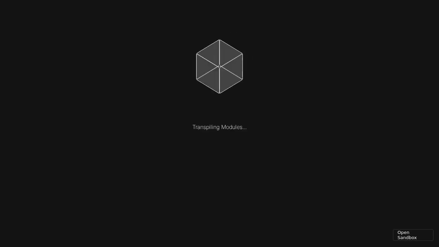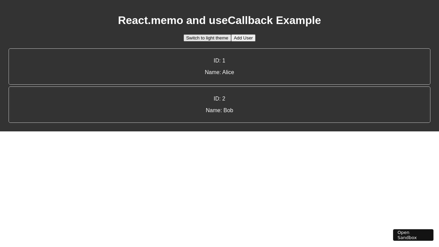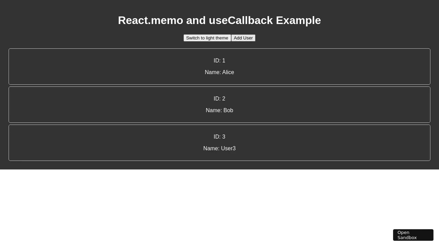Picture this. You've just launched your React application. The page loads, displaying a light theme and a list of users. As you toggle the theme, notice the seamless switch to a dark mode without unnecessary re-renders of the entire app. Similarly, adding a new user updates the list efficiently. Each user profile component renders only when necessary, thanks to React.memo. The entire experience feels smooth and responsive, with no delays or flickers. This is the power of optimizing with React.memo and useCallback.